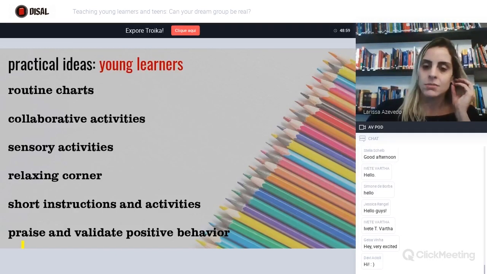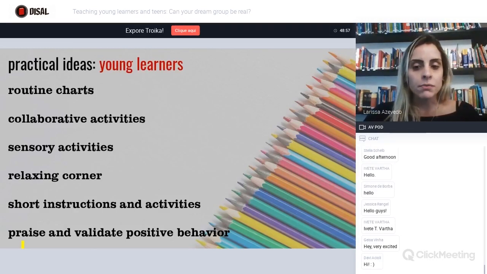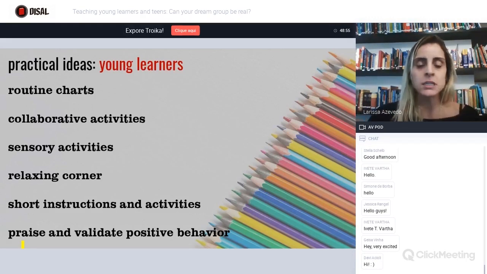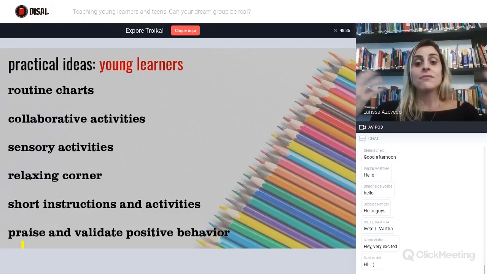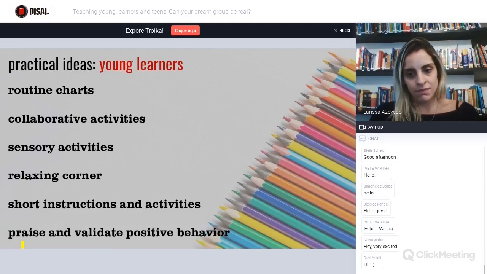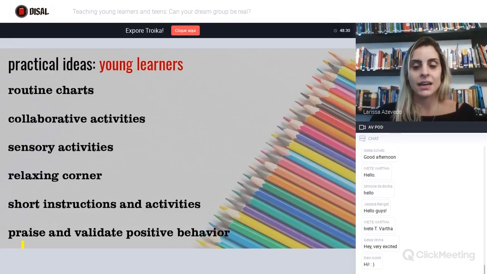Routine charts. I don't know if you're all familiar with routine charts. Let me explain what it is. This can be done on the board or on a piece of poster paper. And because they are very curious, every day when they arrive at school, they want to know what's going to happen. So they want to know what the activities will be, what the lessons will be like, will there be any games, what are we going to do? And from curiosity comes anxiety at times.